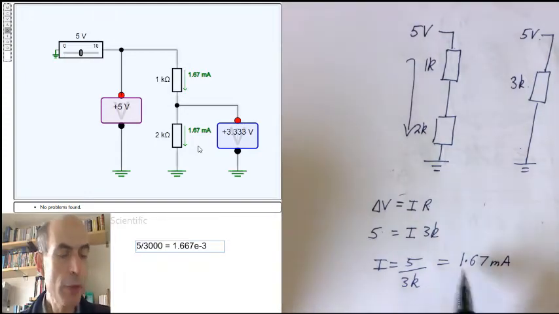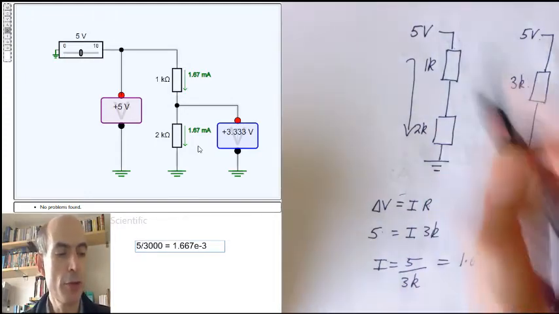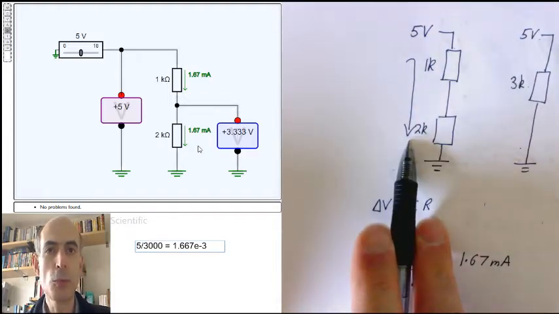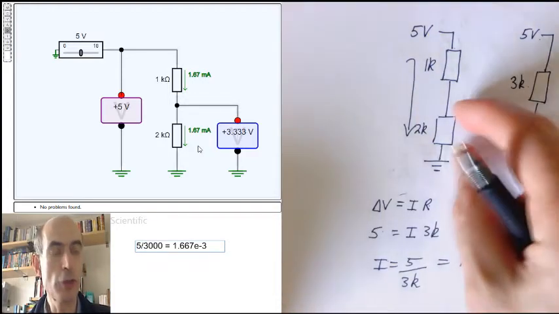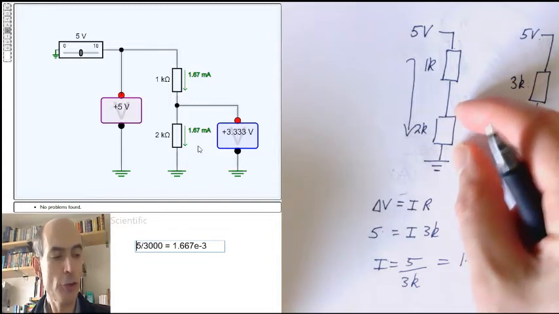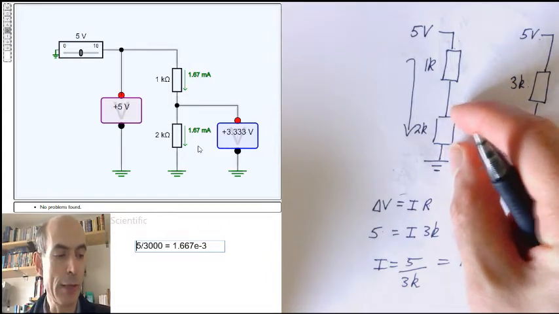Right, if we know the current flowing down through these two resistors, then we can work out the voltages across these two resistors. Just consider the 2K resistance for now.